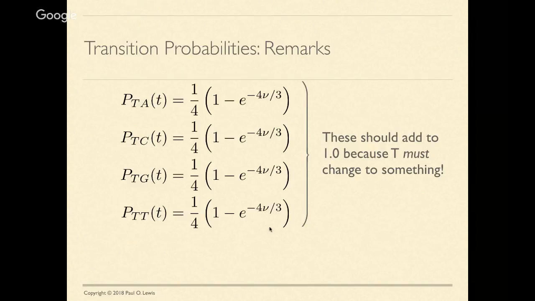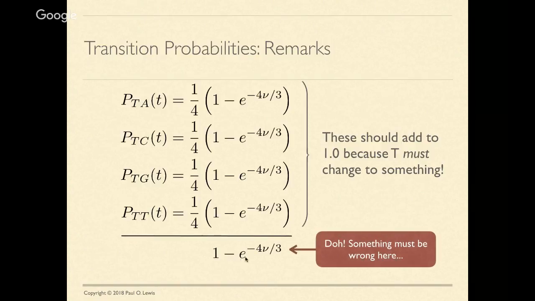So if we have a T at one end of a branch, then we must have at least an A, C, G, or T at the other end of the branch, so the sum of these 4 transition probabilities should be 1.0, because we've accounted for everything that can happen. But it's not. It's actually 1 minus e to the minus 4v over 3. So what have I done wrong here?